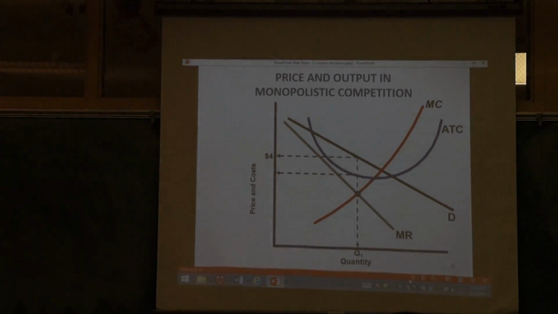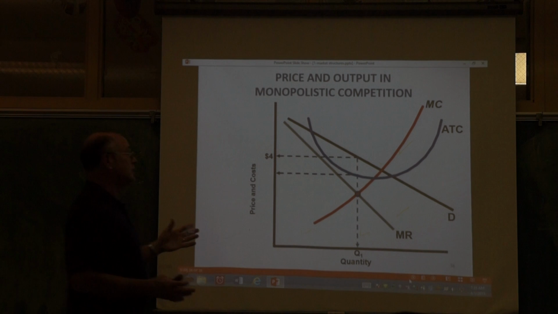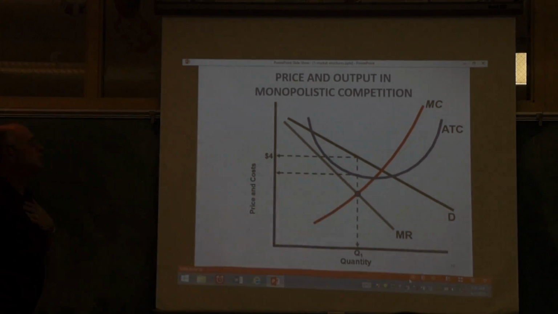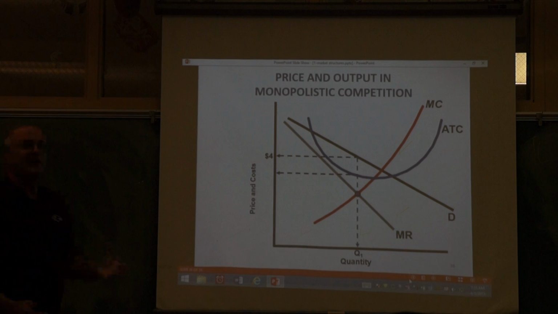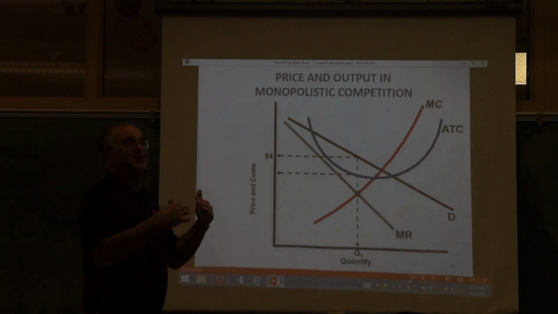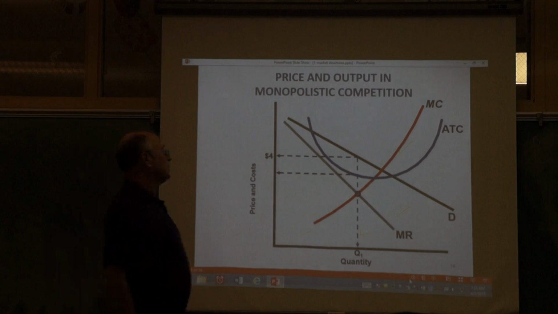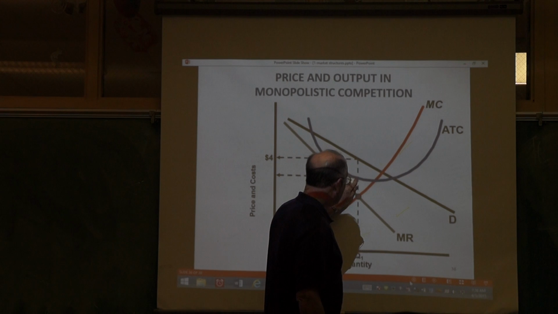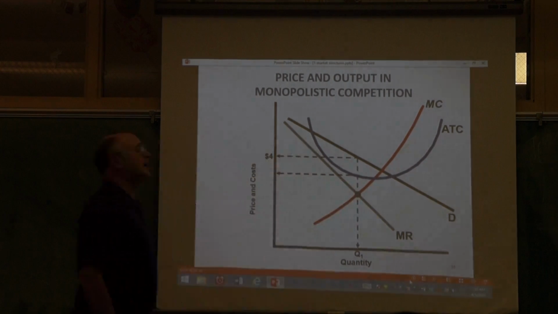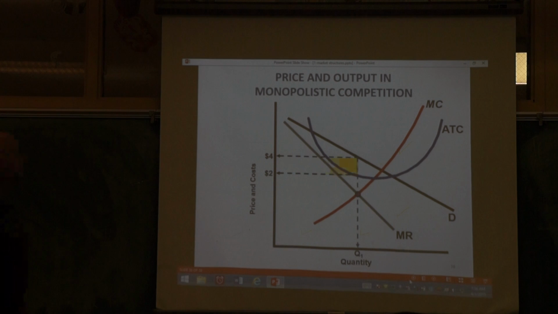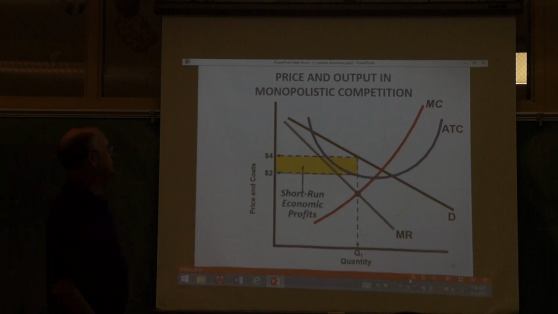Firms here are going to enter because they're making money. So, if I have Phil's Burger Place and McDonald's comes in, the demand for my burgers is going to decrease. So what happens here is demand shifts down till it touches the ATC, and you have 0 economic profits in the long run.